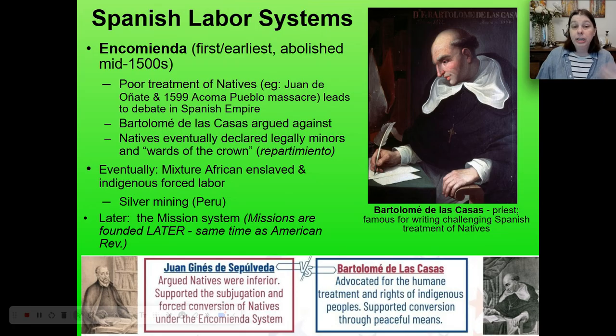Eventually, these debates did lead to the transition from encomienda to repartimiento in the late 1500s. This basically replaces colonists owning native labor with the Spanish crown owning native labor. It's an improvement. Kind of.